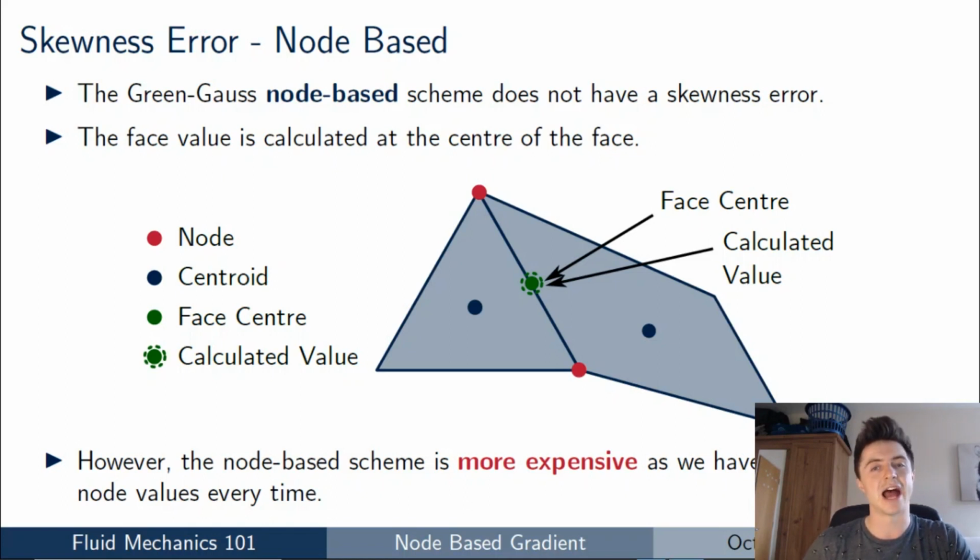However, of course, as we've seen from this talk, the node-based scheme is slightly more expensive to calculate, as we have to calculate those nodal values every time we want to calculate the face values and then the gradient. So it's slightly more expensive, and we also have to think quite carefully about how we set up our CFD code so that our nodal values know which cells they're connected to.